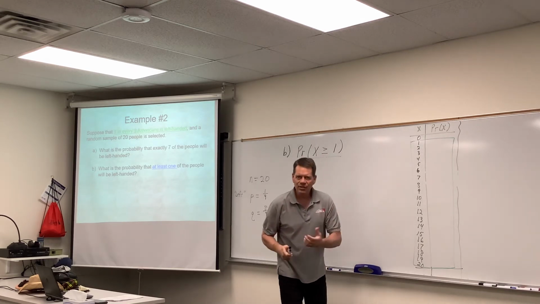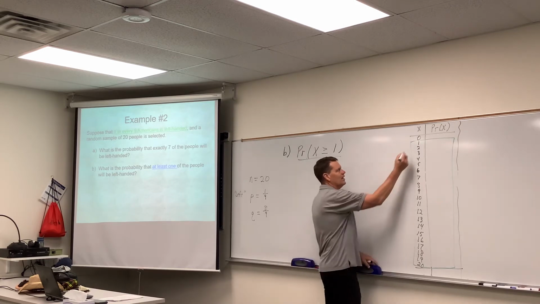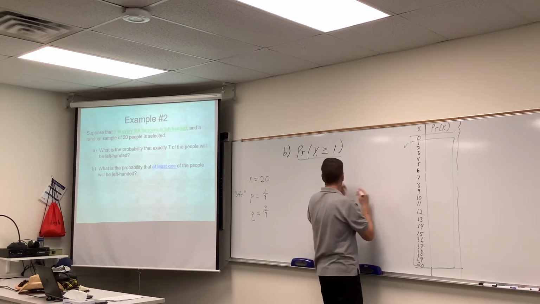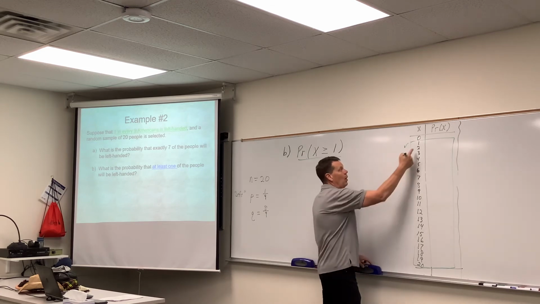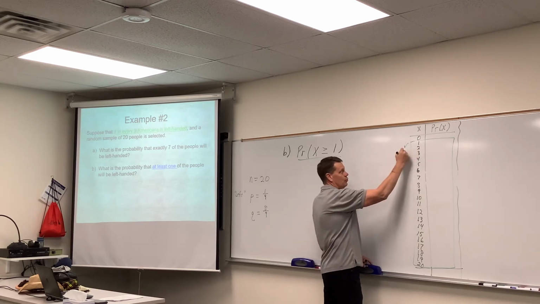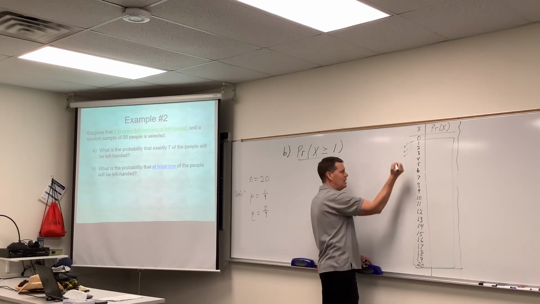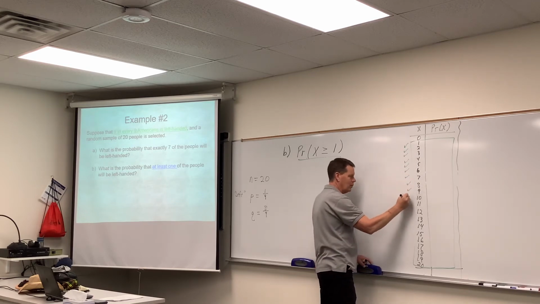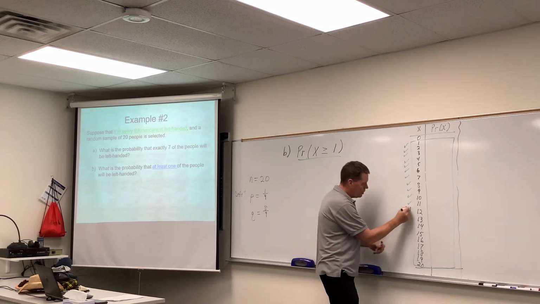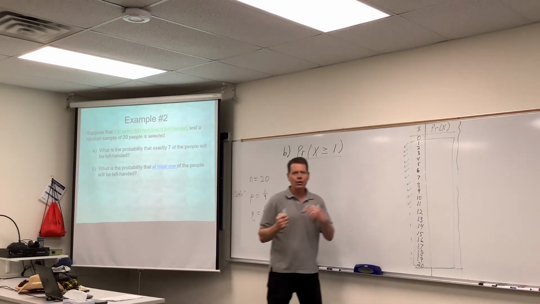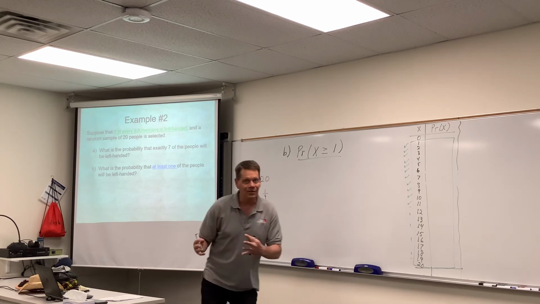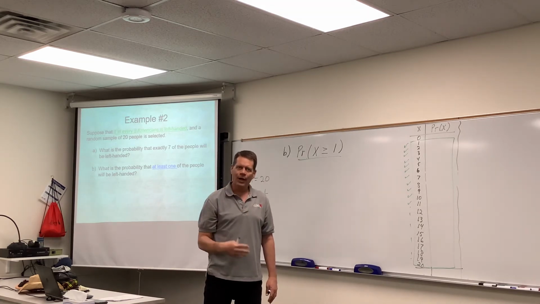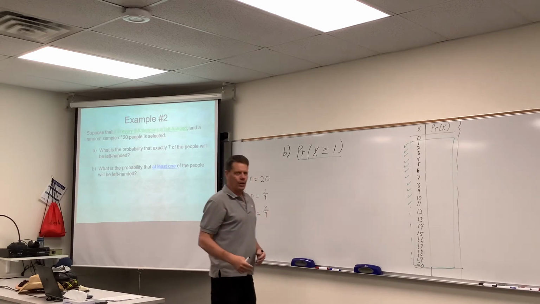Here's one way a person could do this. We could set up the probability that 1 person is left-handed out of 20. That would be its own setup. Or plus 2 people, or 3, or 4, or 5, or 6, or 7, or 8, or 9, or 10, or 11. You can do that all the way to 20. That will work. But you get the point. That's a lot of work.